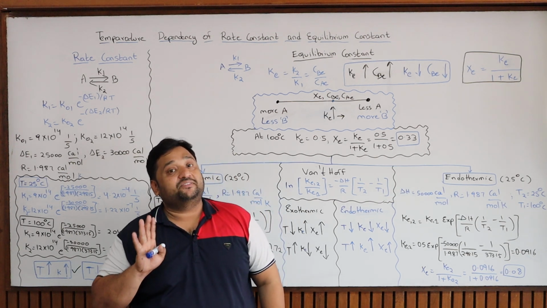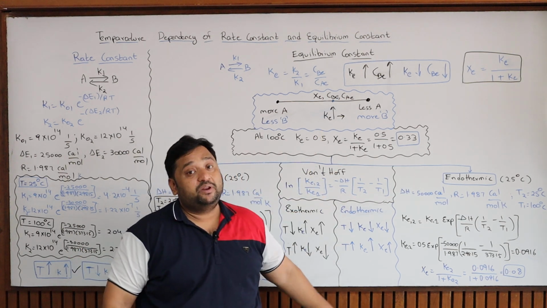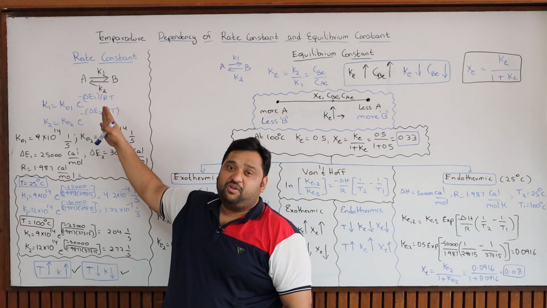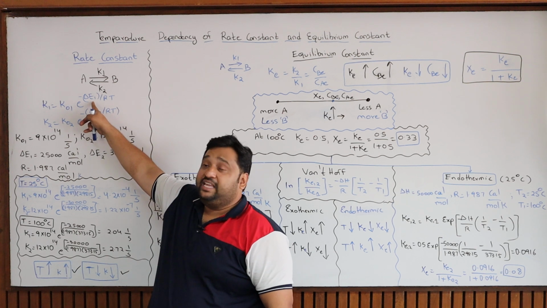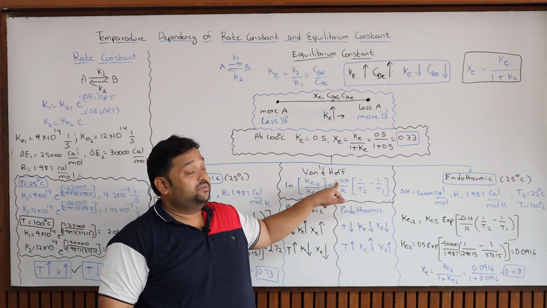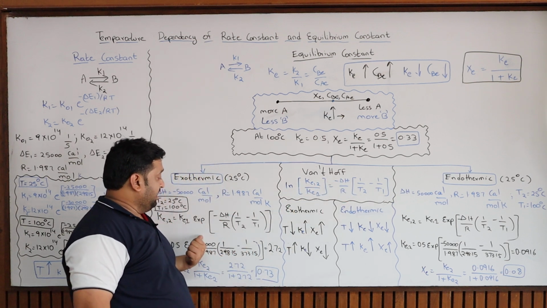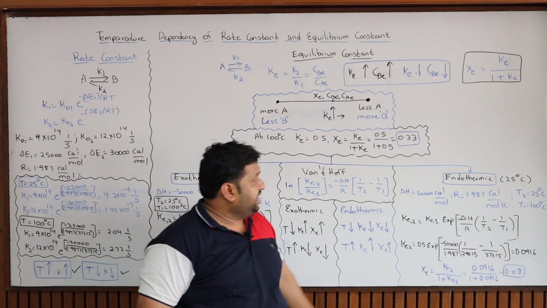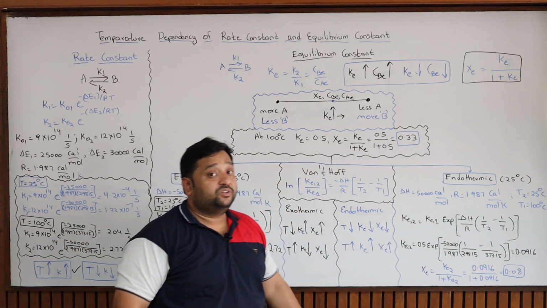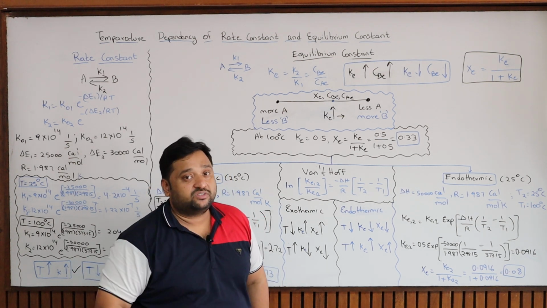This is the basic difference between the rate constant and the equilibrium constant. For the rate constant there is nothing about enthalpy of reaction, it is always the activation energy. Here the positive and negative sign will come. Delta H is negative, so in the equation it will become positive. Here delta H is positive, in the equation it will become negative. This is the basic difference that comes when you talk about equilibrium constants.